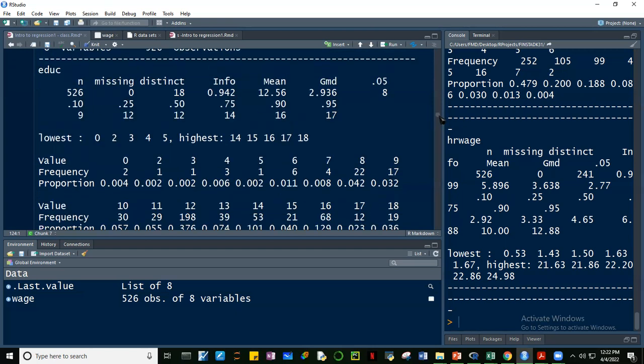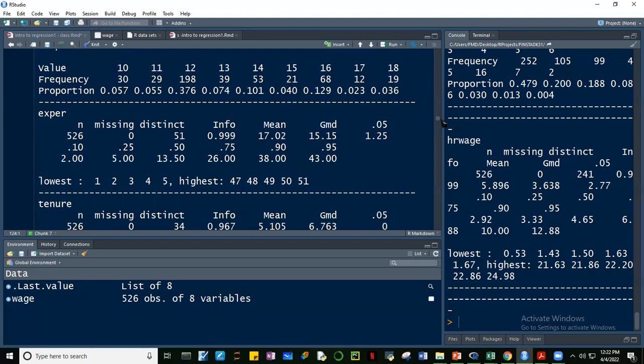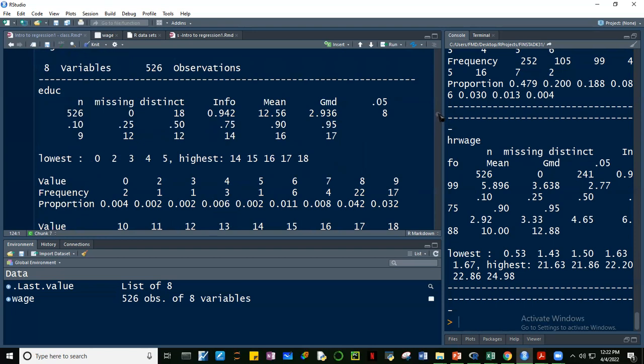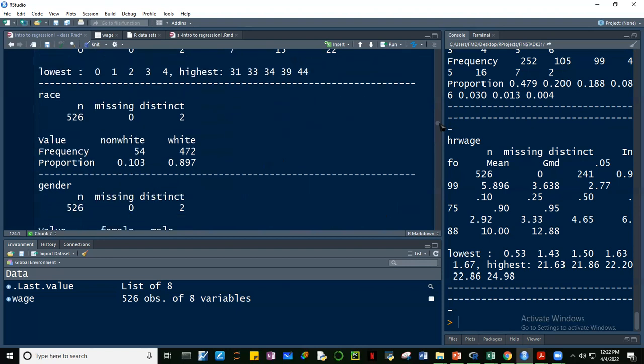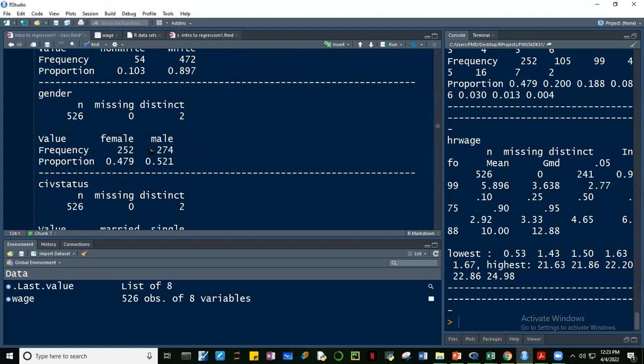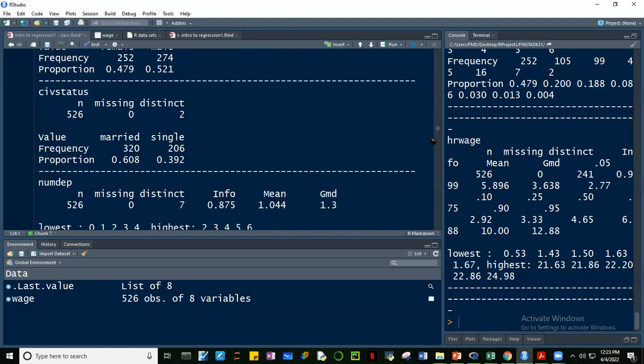Okay, so ganun din yon sa bawat variable, no? Ina-explain ni Hmisc, no? Okay, so experience, so tenure. Pagdating dito sa character variable si race, no? 526 missing 0, dalawang distinct, non-white at saka sa white. So mas maraming si white 472. And then 89% siya. So dito guys, cross tabulation makukuha ng value dun sa Hmisc na describe. And then gender ganun din, ilan yung female dito almost balance siya, ilan yung male. Civil status, mas maraming married kaysa single.